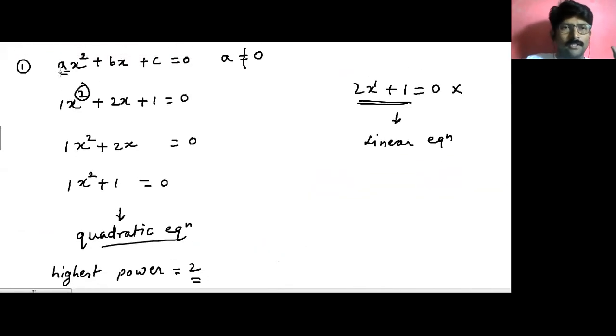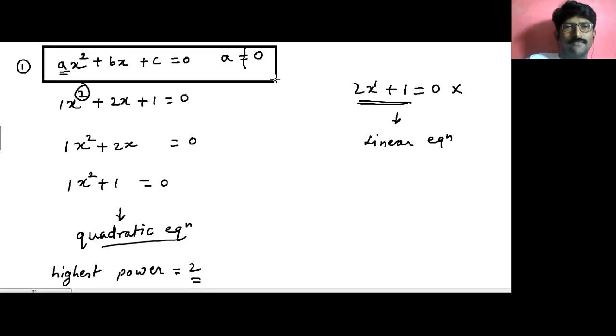Suppose any equation in the format of ax square plus bx plus c is equal to 0, where a is not equal to 0, then that is a quadratic equation. This is called the standard form of the quadratic equation. What is this called? The standard form of the quadratic equation.